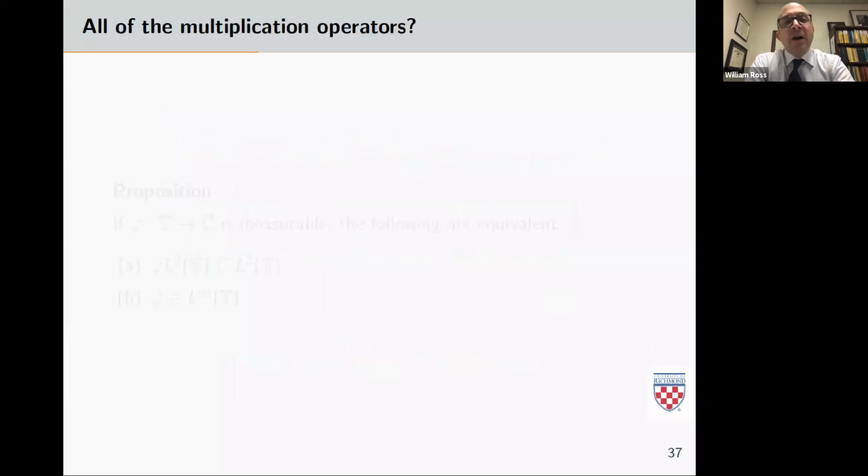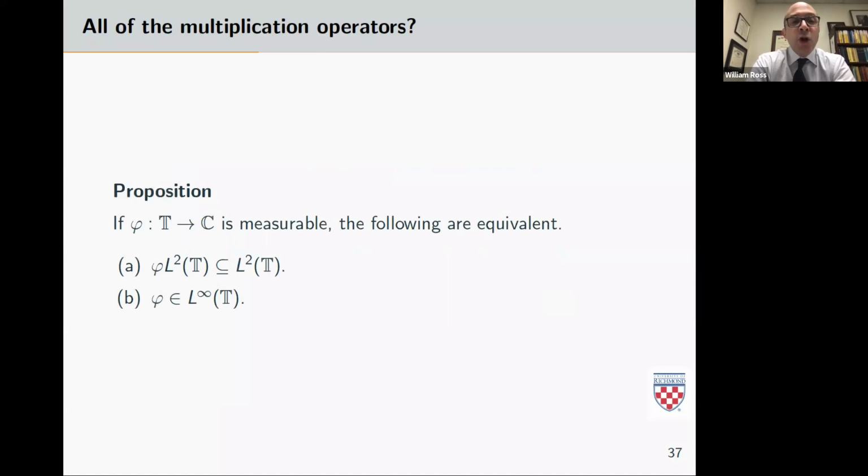Now you may be thinking, have I captured all of the multiplication operators? Maybe you're thinking, well, he said that if phi is a bounded symbol, you actually get a bounded multiplication operator. Is it possible to have an unbounded symbol and you get a multiplication operator? And the answer is no. The only functions that are going to multiply L2 into itself are the essentially bounded functions. And the proof is just a jazzed up version of the proof that I just did. So we're talking about the full slate of M phis here.